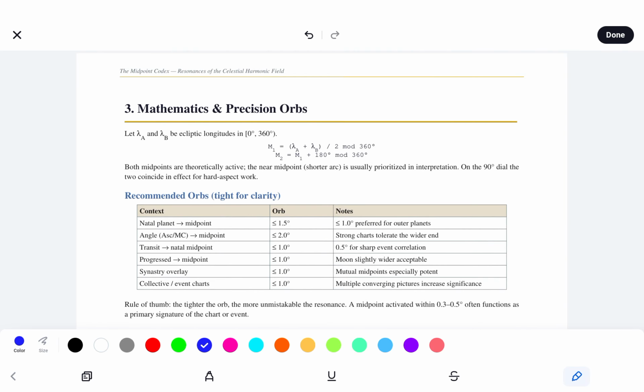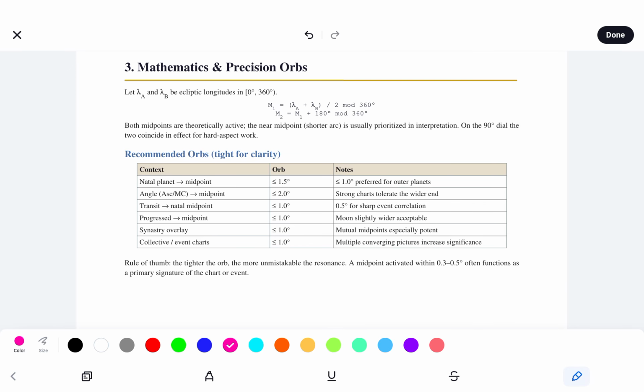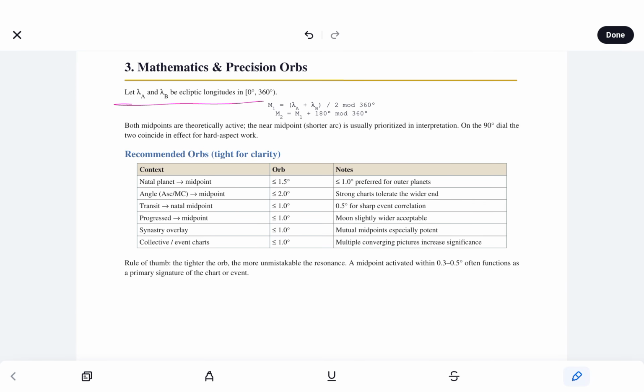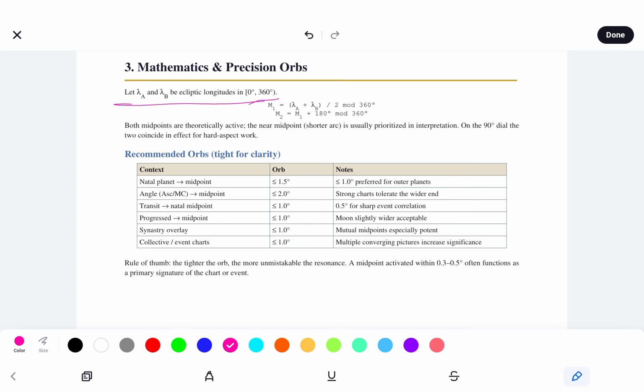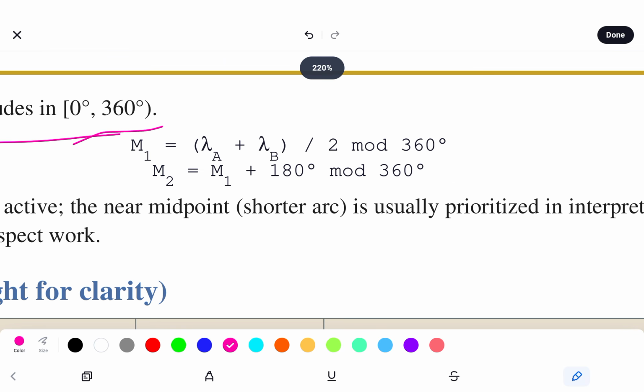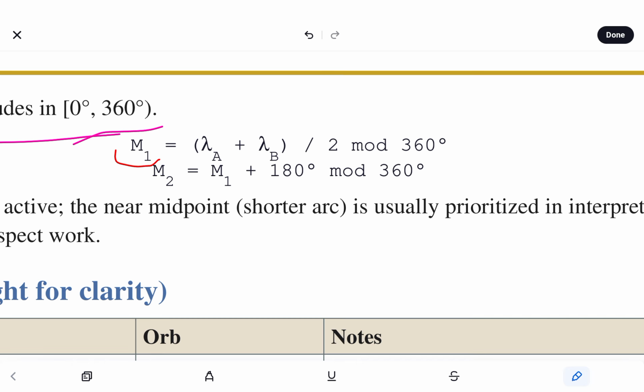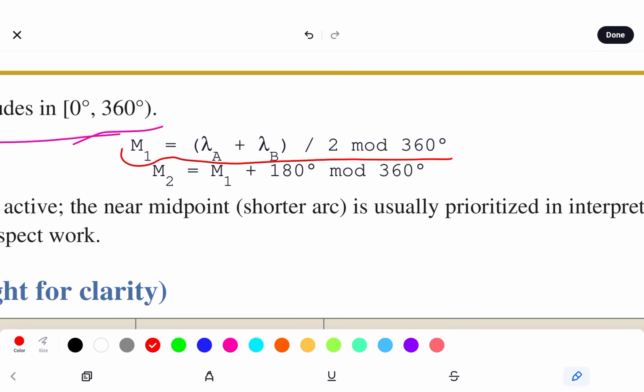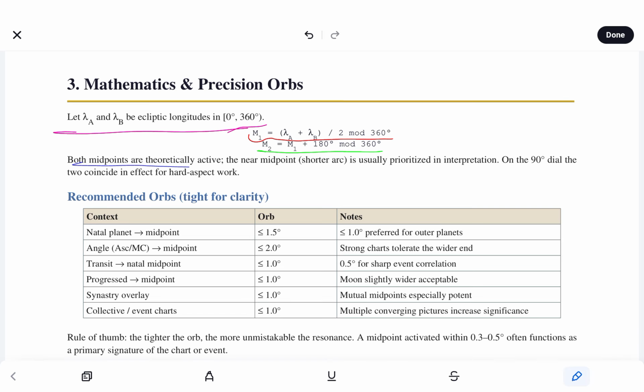So I'm just saying that that midpoint can have features of the 6th house and the 7th house. Mathematics and precision orbs. We're letting A and B be ecliptic longitudes in 0 to 360 degrees. So this might look confusing, but right here we see M1 equals (A + B) / 2 mod 360 degrees, and M2 equals M1 + 180 degrees mod 360 degrees. So both midpoints are theoretically active.